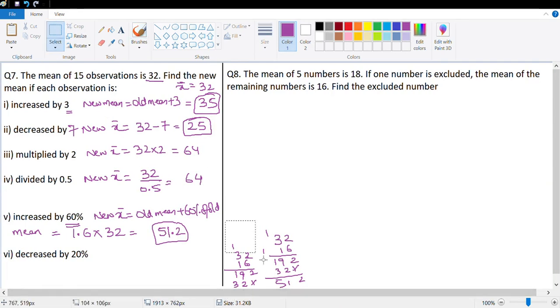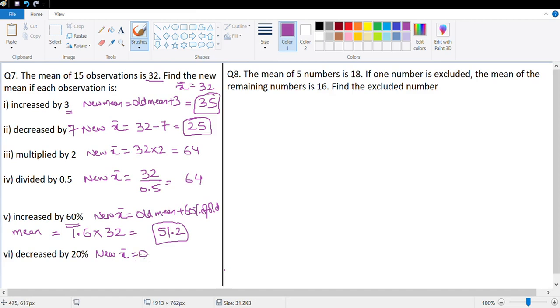So let's look at the next one. The next one is if it is decreased by 20%. So new mean will be equal to old mean minus 20% of old mean. In this case, we are looking at 80% of the old mean, which is 80% of 32. 32 into 8, 240 and 16, 256. So that would be 25.6. So we don't need to show any calculation. This is basically the property that we talked about in the previous slide. Good, let's look at the next one.